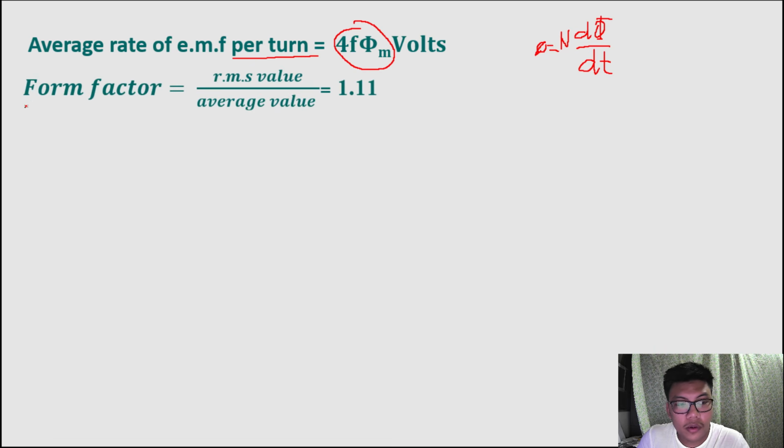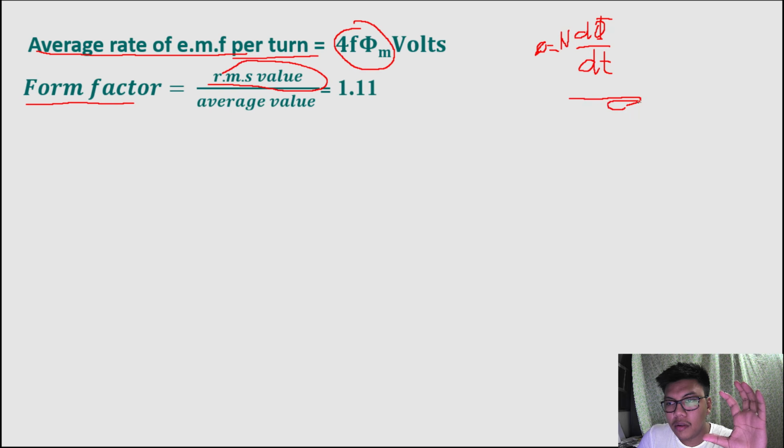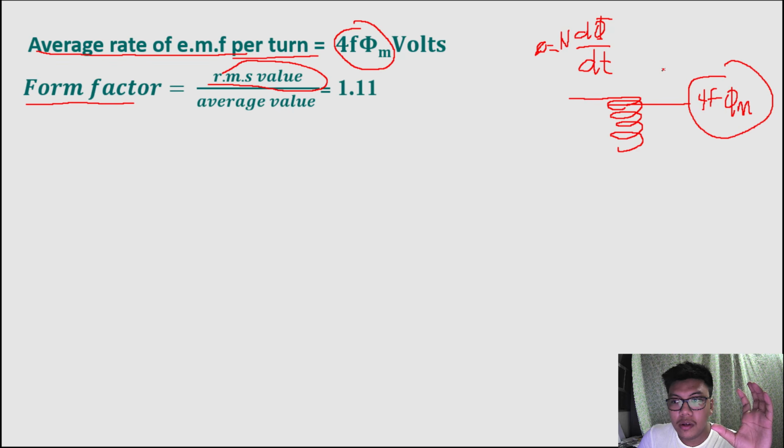Now, kung tatandaan pa yung form factor ng ating sinusoidal wave, we have the RMS value all over average value is 1.11. So we need the RMS value. So ang meron lang tayo, average rate of change, rate of E.M.F per turn. So ito yung average na i-induce na E.M.F kada turn, ano? So ibig sabihin, kung meron kang coil, kada turn, ang nag-generate niya is 4f phi sub m, ano? Yan yung value na yan, ano? Per turn. So kung gusto mo kunin yung total, i-multiply mo lang sa number of turns. If you multiply that into the number of turns, makukuha mo yung total average, ano?